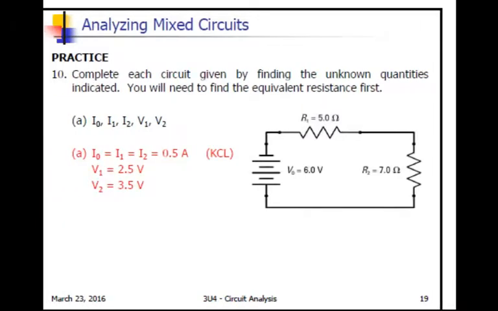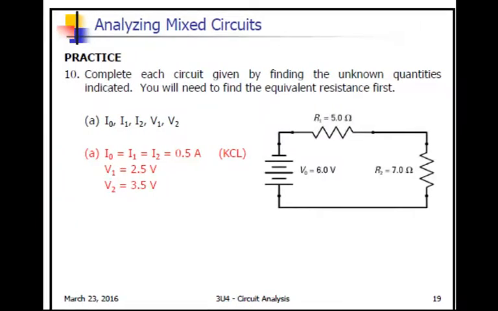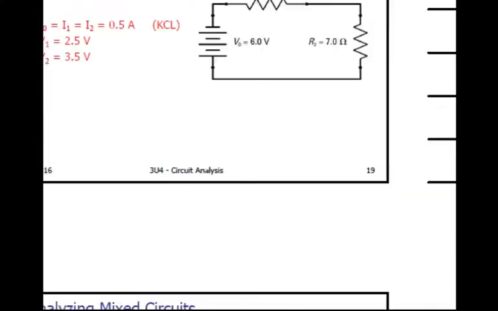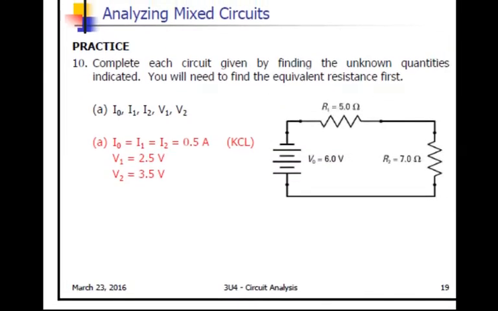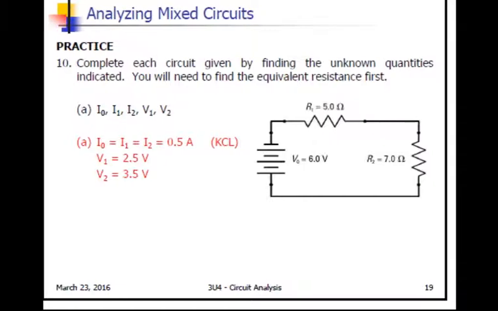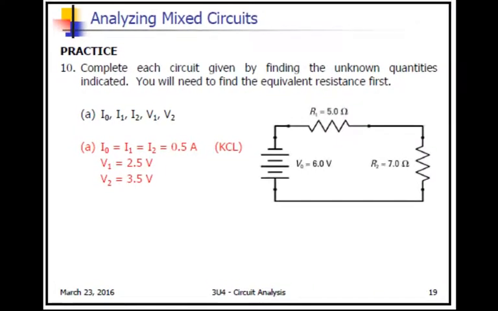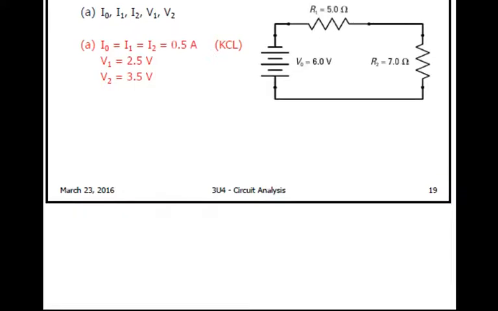Here is another problem. It says complete each circuit by finding the unknown quantities indicated. In these cases, you'll need to find the equivalent resistance first. So there's one where I solved it by finding the equivalent resistance, but there was an easier way to do it. Here, we're going to find our given values, but we don't have enough information to do anything with them unless we find the equivalent resistance. So let's start with the first one here.